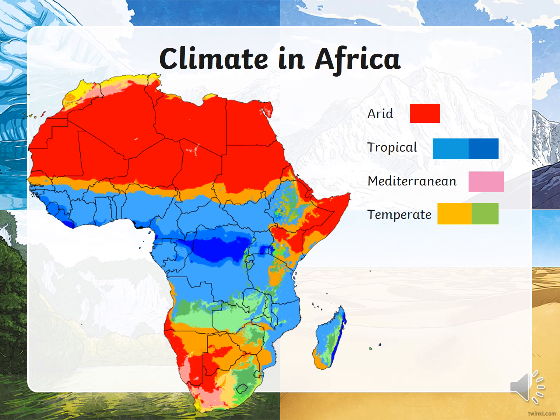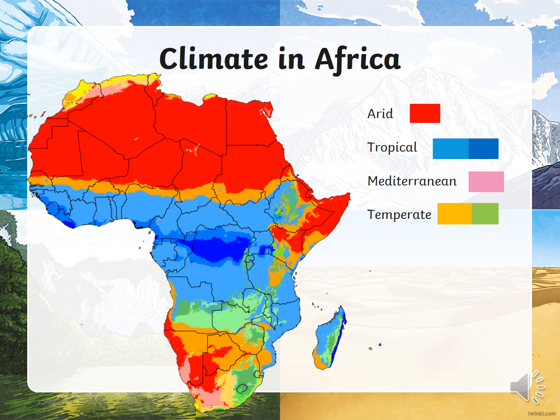Now, a slight apology from me, because when I was finding a climate map of Africa, the colours were slightly different. So if you look at the key on the side here, the arid areas are now red, tropical is blue and dark blue, so that's depending on how hot it is, the darker the blue. Mediterranean is that pinky purple colour, and then the temperate climate goes from the yellow to the green.